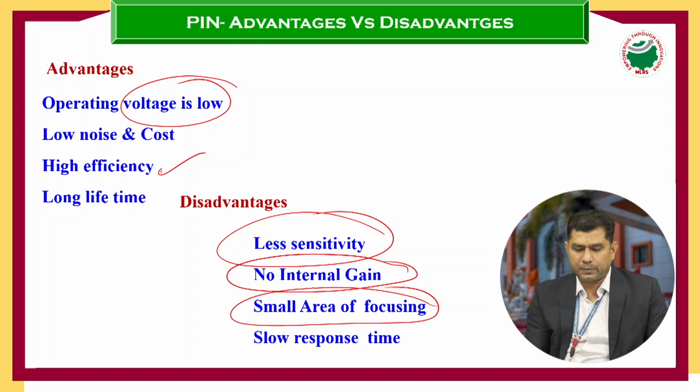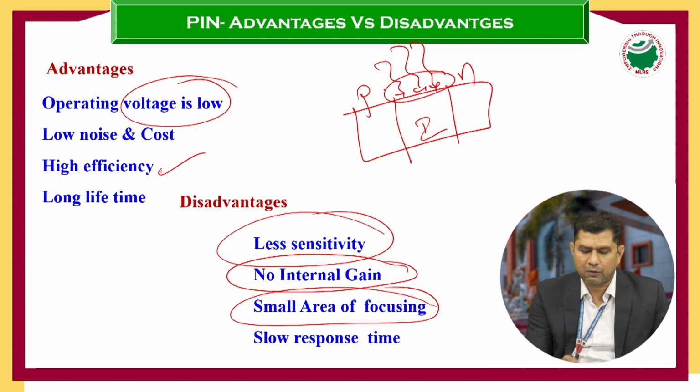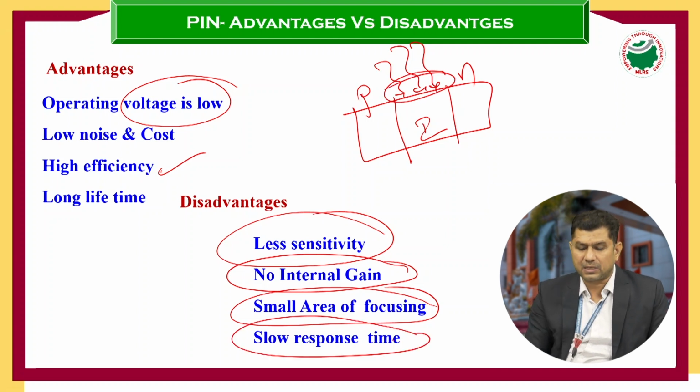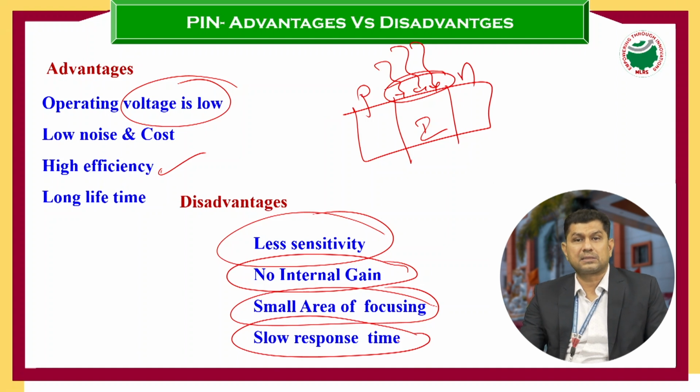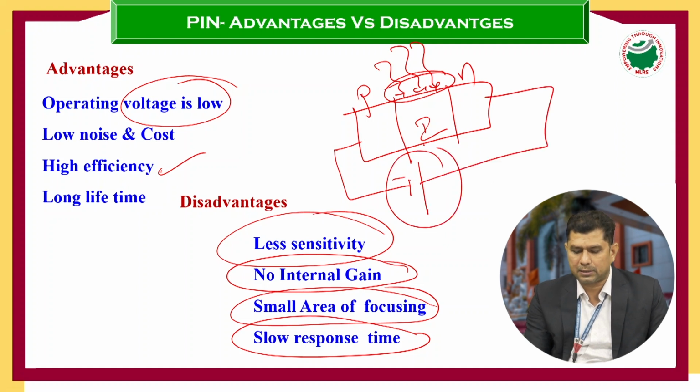And a small area of focusing. When you observe the PIN diode, this is the p-type semiconductor, this is the intrinsic layer. Here only we are incident the light, but this area of focusing is small. And slow response time. Why is the response time slow? Because the operating voltage we are using is very small. That's why its response time is slow.